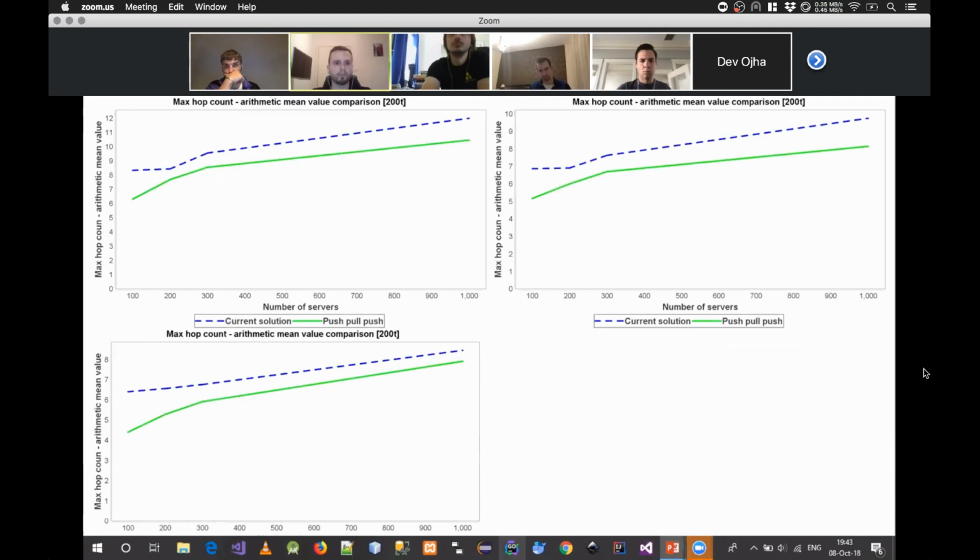And the final metric was average maximum hop count. Like I said, average maximum hop count depicts the average depth of the network graph, or else shows how many servers on average the transaction had to go through at most. So as we can see from these charts, where on the y-axis the average maximum hop count is expressed and on the x-axis the number of servers, the push-pull-push algorithm also has smaller values for the average maximum hop count.